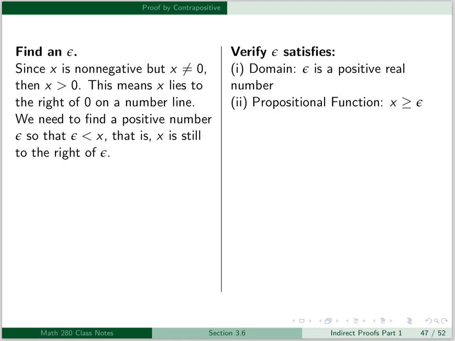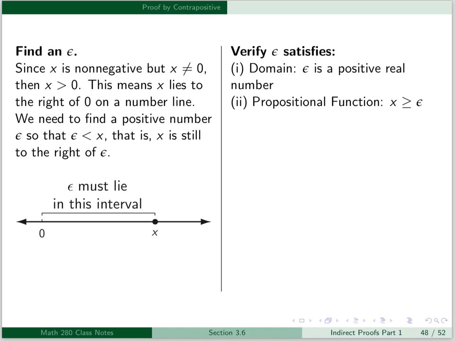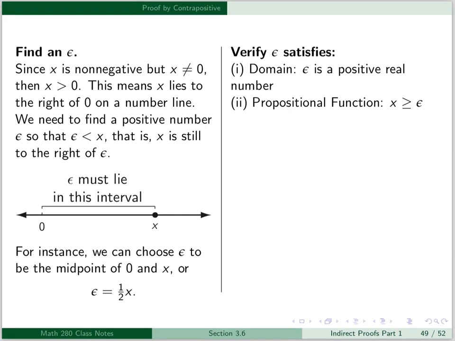If we draw a picture of a number line, it'll help us visualize what's going on. So we have 0 on the number line, x lies to the right of 0, and x is also supposed to lie to the right of epsilon. So this means that epsilon must lie in the interval between 0 and x. For our choice of epsilon, we can basically choose any number which lies in the interval from 0 to x. For instance, we can choose epsilon to be the midpoint between 0 and x, or epsilon is equal to 1/2 x. Or you can choose any other fraction less than 1 times x.